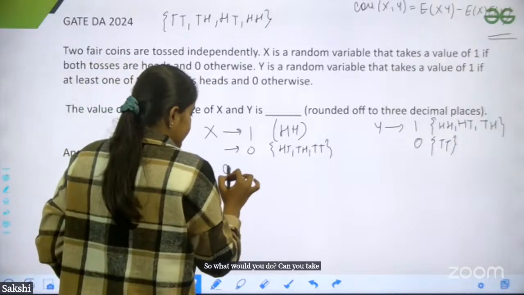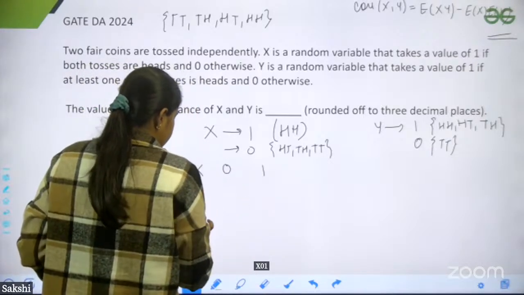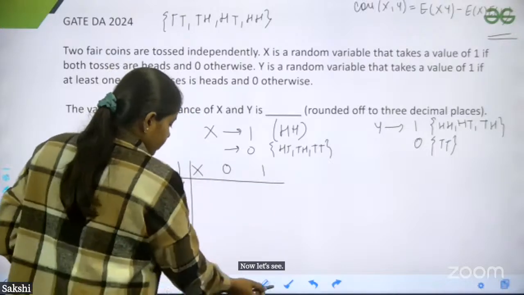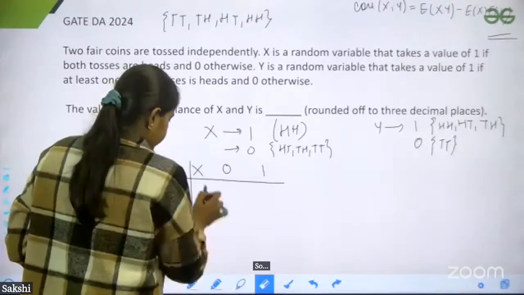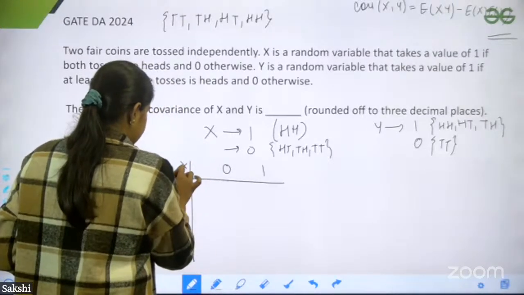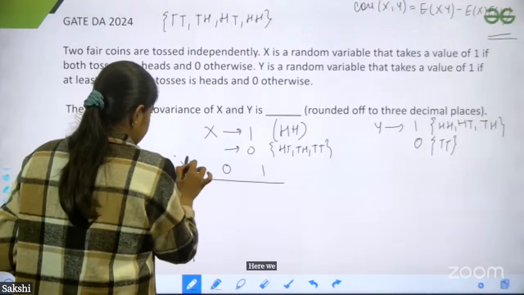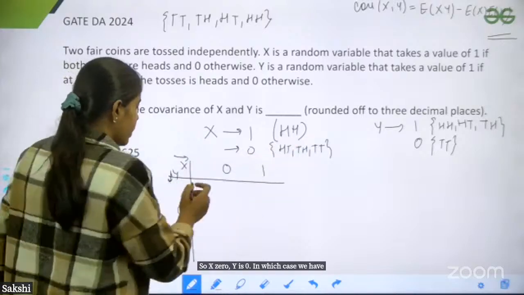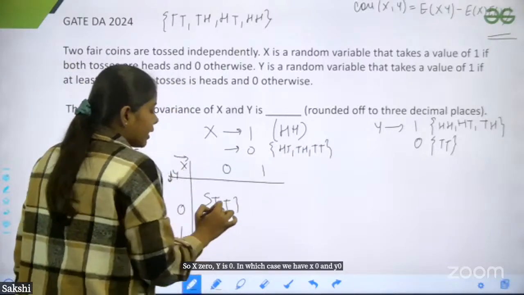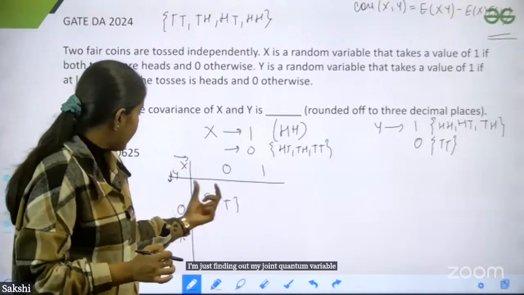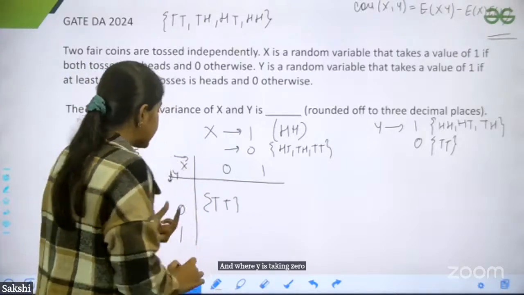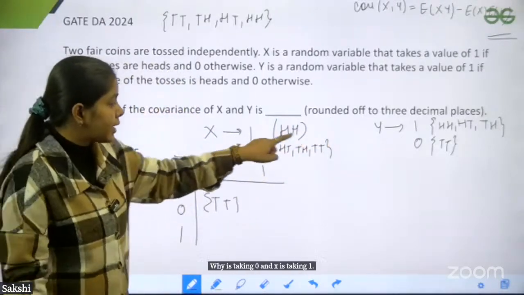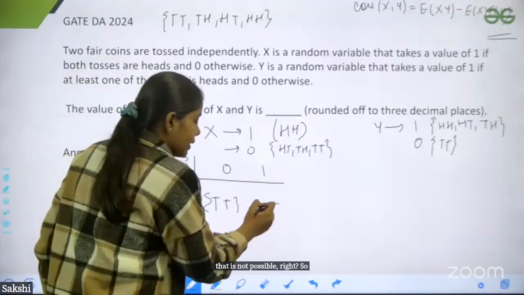Can you take x as 0, 1 and y as 0, 1. Now let's see. Let's say this is x and here we have y. So x 0, y 0: in which case do we have x 0 and y 0? The tail tail case, right? I'm just finding out my joint distribution. Where y is taking 0 and x is taking 1, that is not possible, right? So we do not have any case for that.